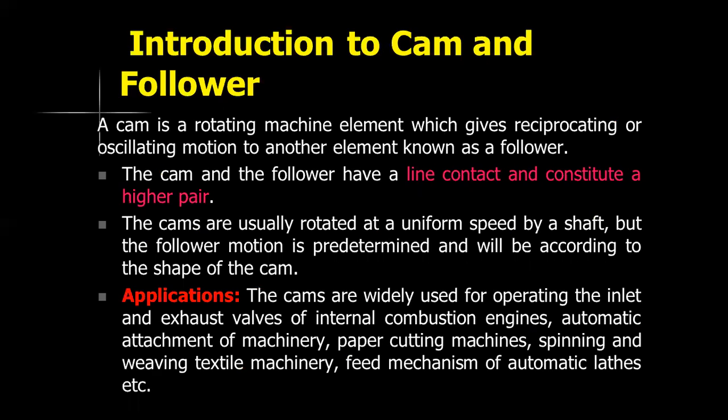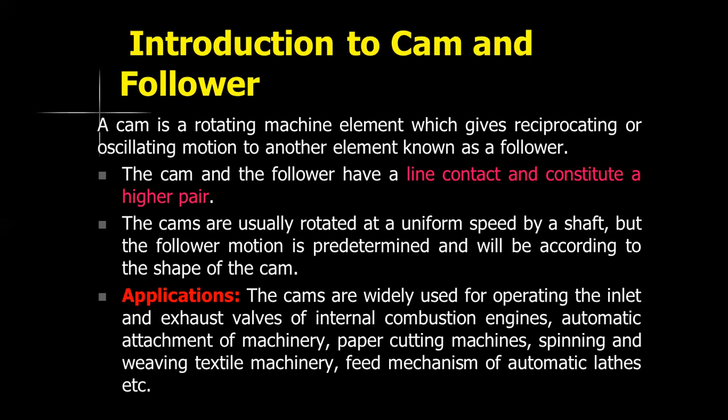We already discussed it in unit number 1. There are 2 types of pairs, one is the lower pair and another one is the higher pair. Lower pair means a surface contact. The turning pairs, screw pairs, and rolling pairs constitute the lower pairs. And the line contact or the point contact is nothing but the higher pair. The higher pairs are the cam and follower. The contact between the cam and follower is the line contact, so this is a higher pair.